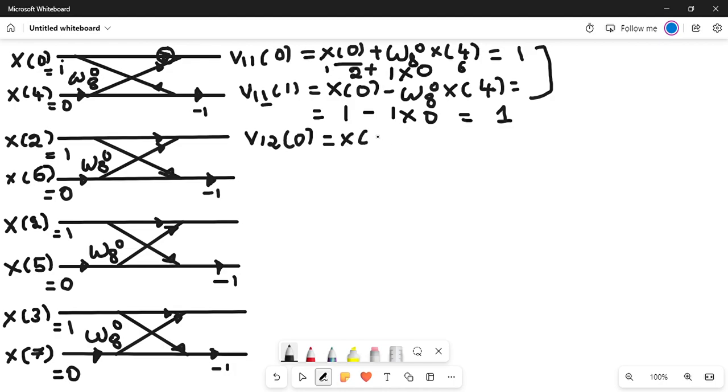So see here this is x of 2 plus omega 8 to the power of 0 into how much? X of 6 right. Yes. And okay, so V12 of 1. So what is V12 of 1? V12 of 1 is equal to, so I am supposed to write the same equation.